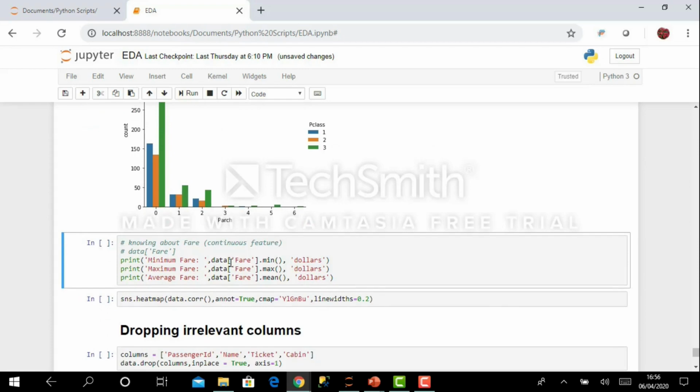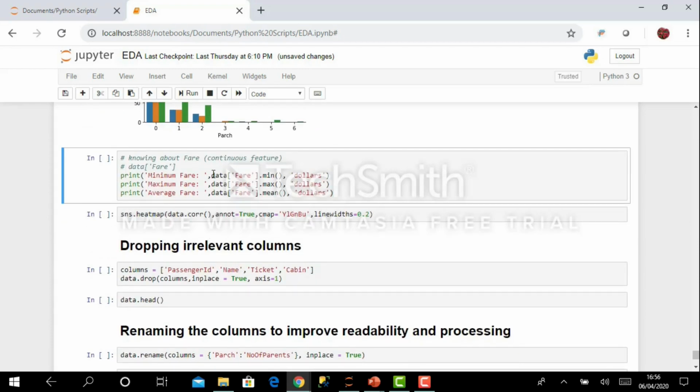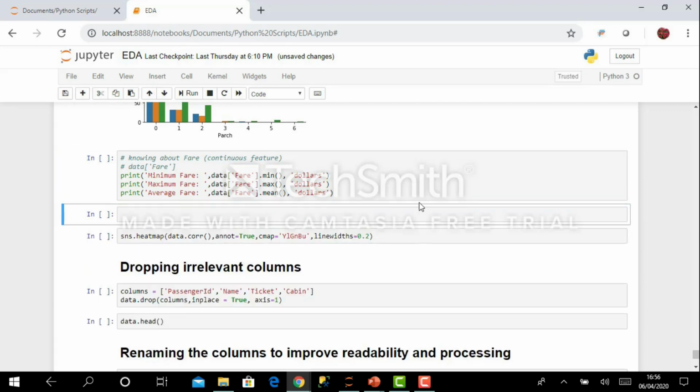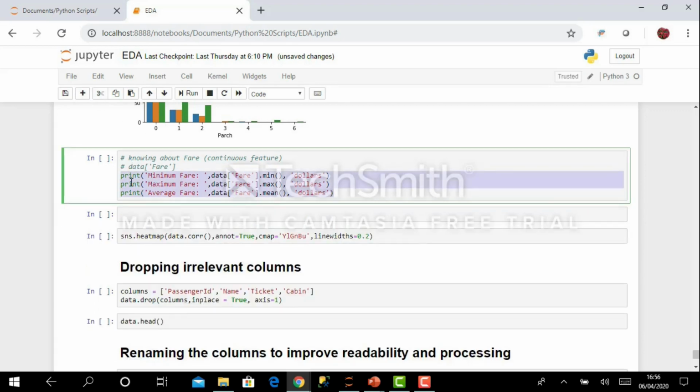Okay, then there is another column called Fare. It's actually a continuous feature. So I will add a new cell here.